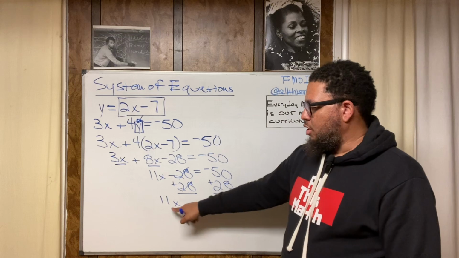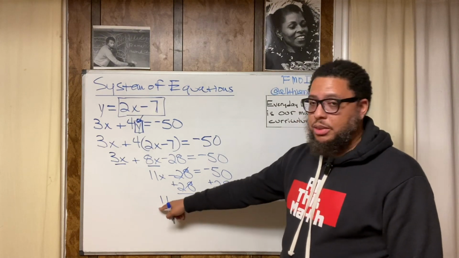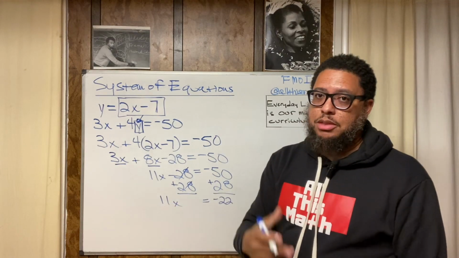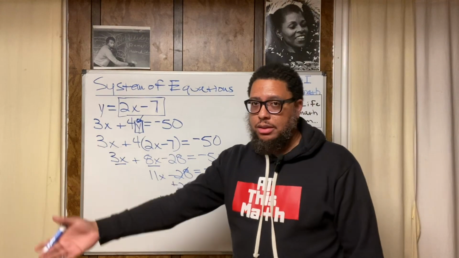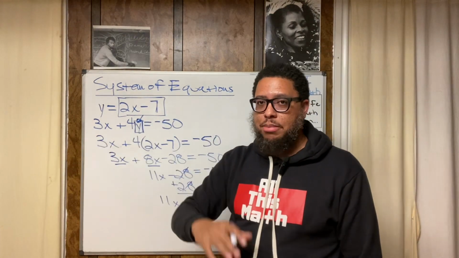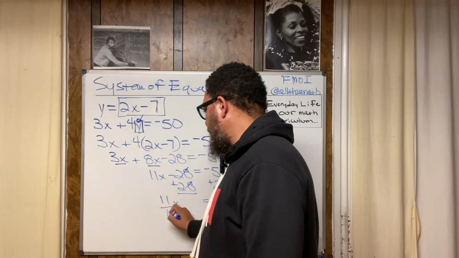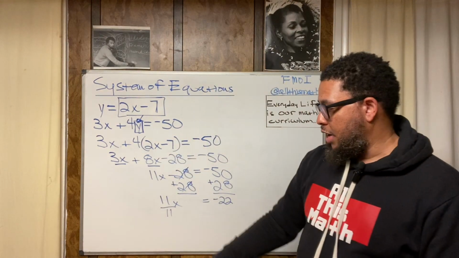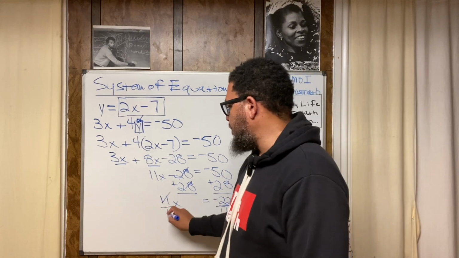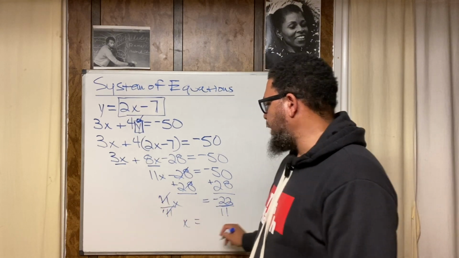How do I get x by itself? Get rid of this 11. How do I get rid of this 11? Do the opposite operation for what the 11 and the x are doing. What are they doing with each other? They're multiplying by each other. 11x by definition means 11 times x. So what's the opposite of multiplication? It's division. You have to know that. So you divide by 11. Boom. Keep it balanced. If I divide by 11 on the left, I'm dividing by 11 on the right. 11 divided by 11 is a 1. 1x is just x, and I got x isolated by itself.